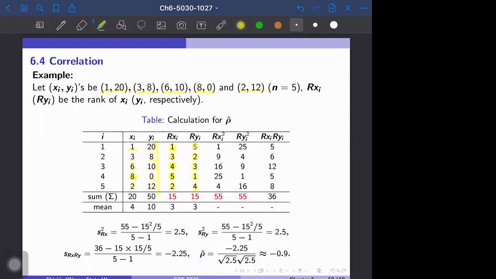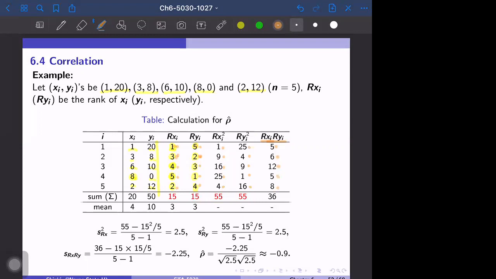Then to calculate the correlation coefficient, the usually good strategy is to take squares. The rank of x is 1, 3, 4, 5, 2, so the squares are 1, 9, 16, 25, and 4. For y, the ranks are 5, 2, 3, 1, 4, so the squares are 25, 4, 9, 1, 16. And also the cross term, rxi times ryi: 1 times 5 is 5, 3 times 2 is 6, and so on.